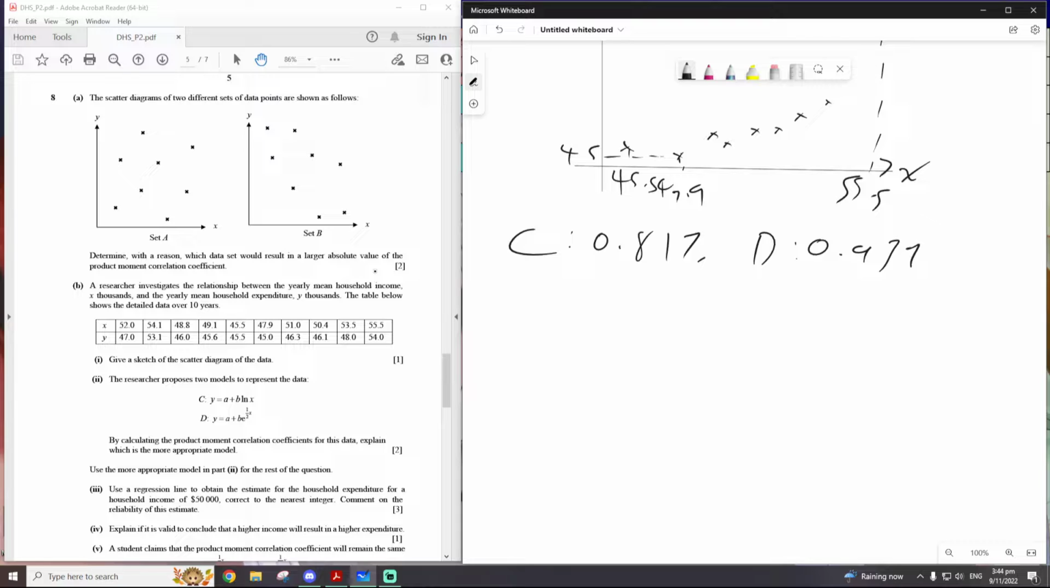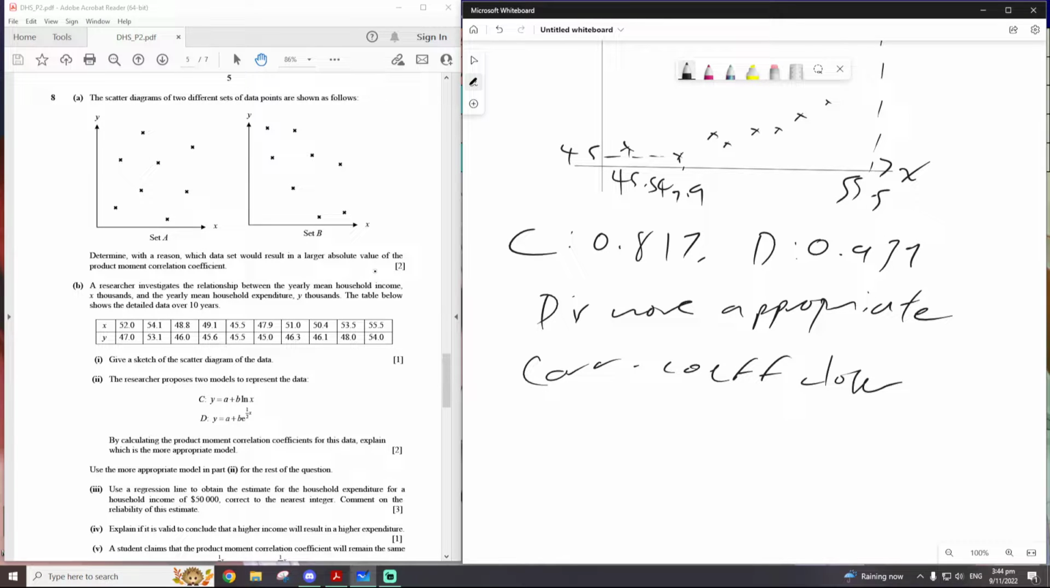So obviously D is better, right? Because the value is closer to 1. The absolute value closer to 1, right?